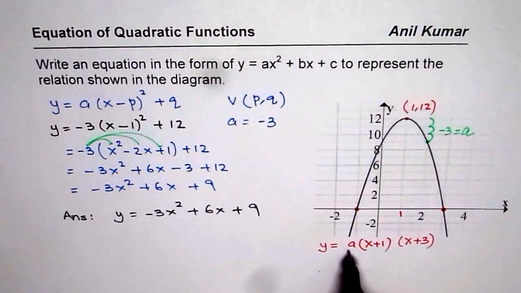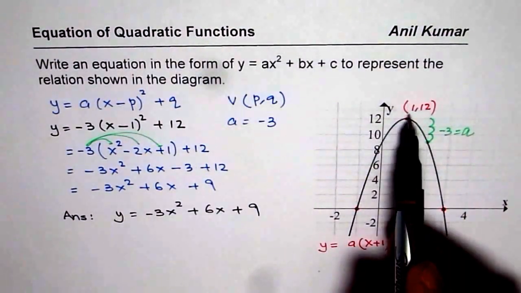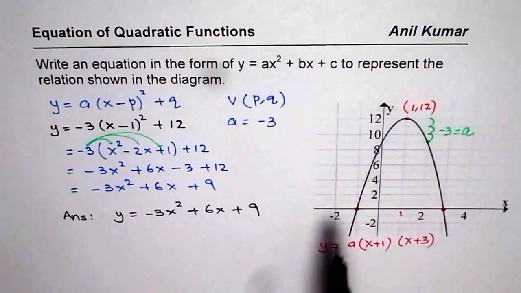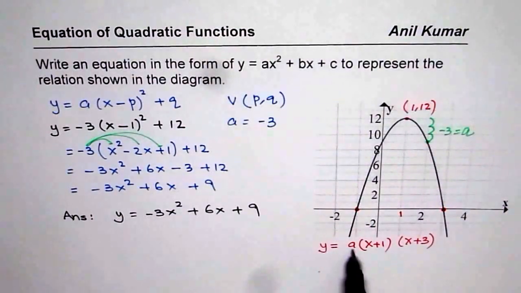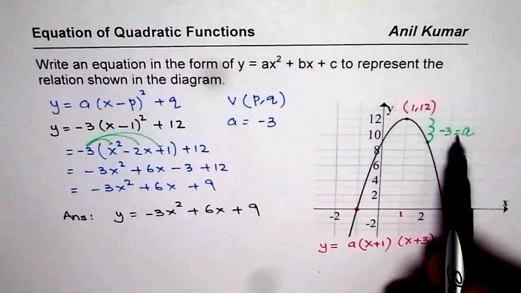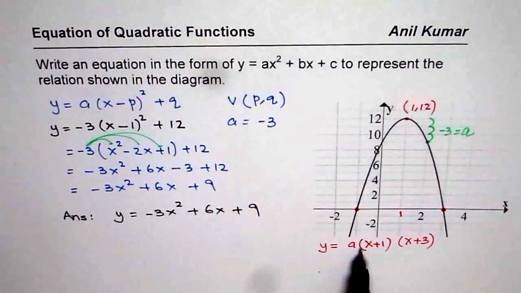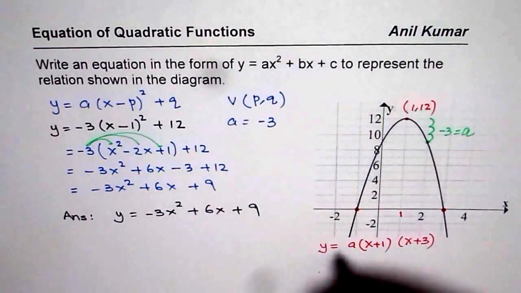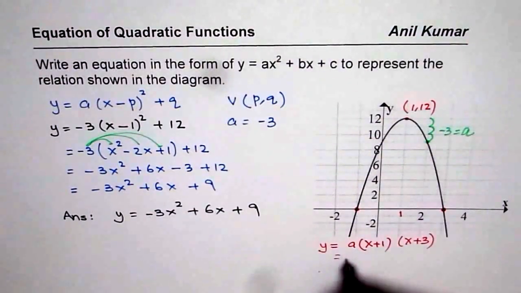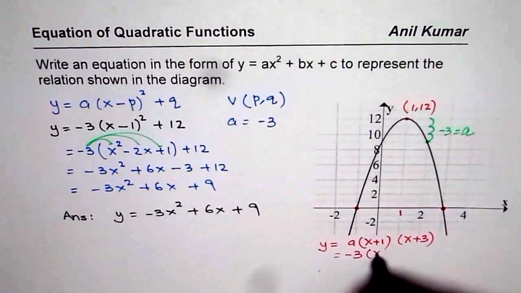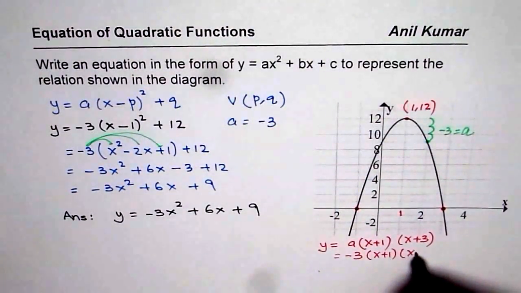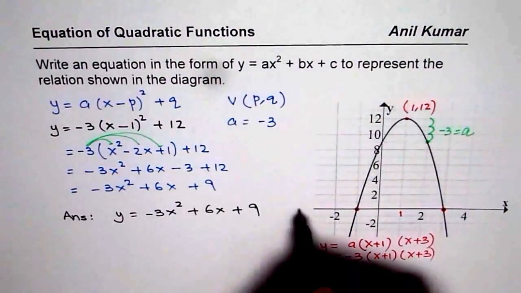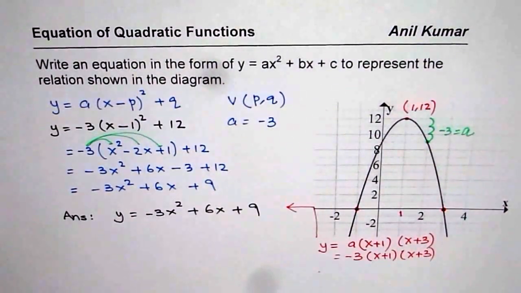Now to find a, you can use this point (1, 12). So you can write x as 1, y as 12, and find a. Or if you use my technique, then you can use a as minus 3. So even if you expand this, you should get the same expression. That is to say, if I use a as minus 3, which I should use, times (x plus 1)(x minus 3), and when you expand it, you will get exactly the same answer.